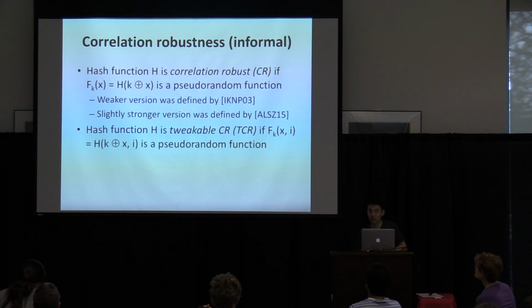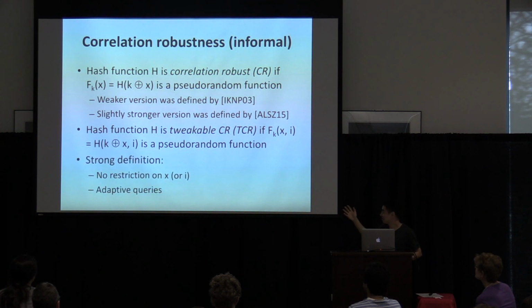And then tweakable correlation robustness is a very similar concept in the sense that we also have a tweak. Even with a tweak, this is a pseudo-random function with the tweak and x. Again, it's a strong definition. It allows adaptivity, and it does not have restrictions on x or i.